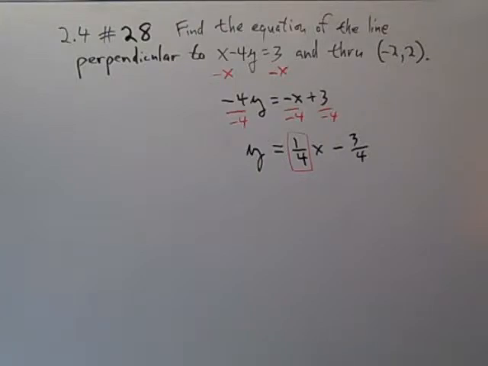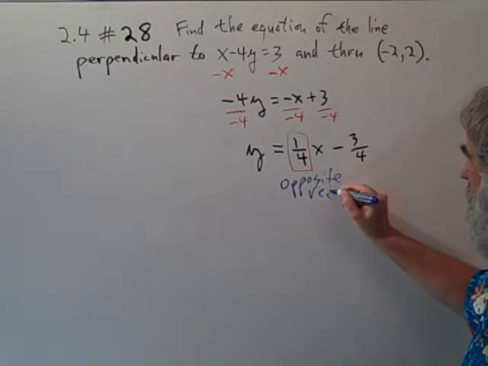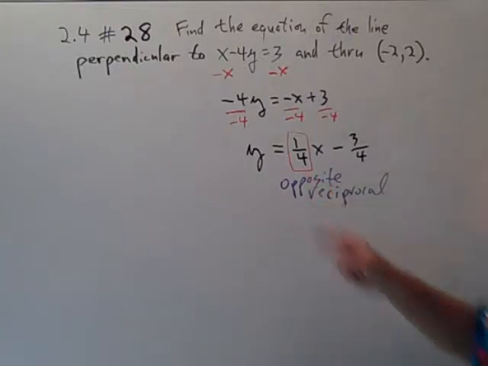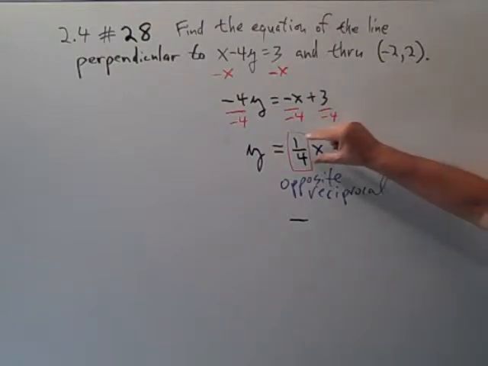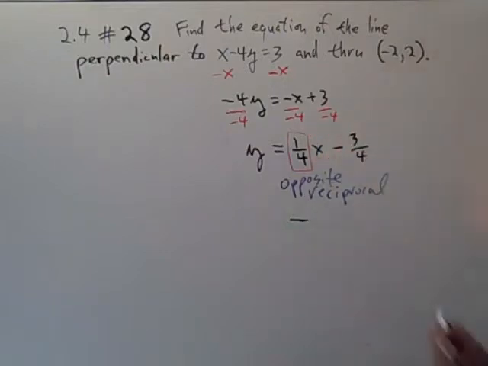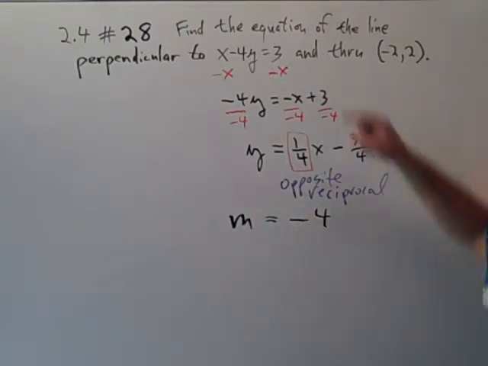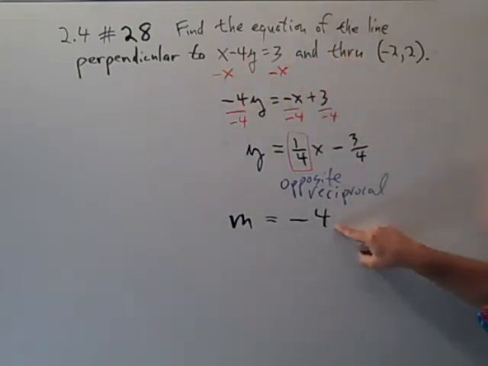So to find the slope of the line they're asking us about, we need to find the opposite reciprocal of 1/4. Opposite means instead of positive, it'll be negative. Reciprocal means instead of 1 divided by 4, it'll be 4 divided by 1. 4 divided by 1 is 4. So the opposite reciprocal is a slope of negative 4. That's our line perpendicular to this line. Any line perpendicular to the given line has to have a slope of negative 4.